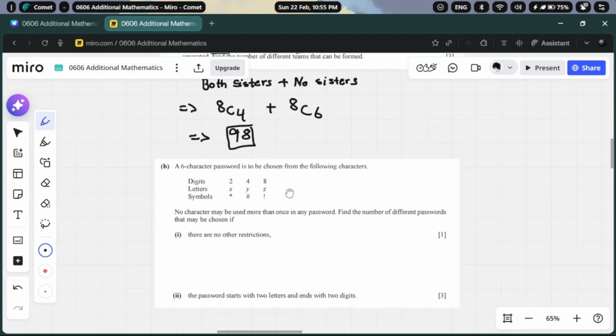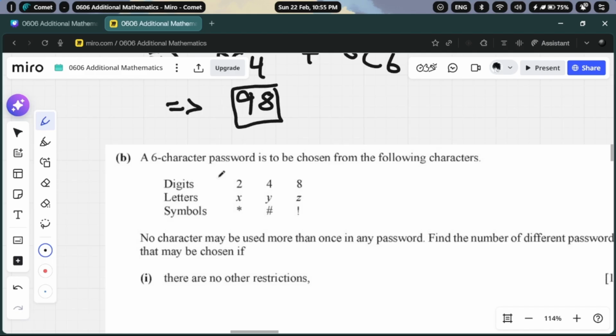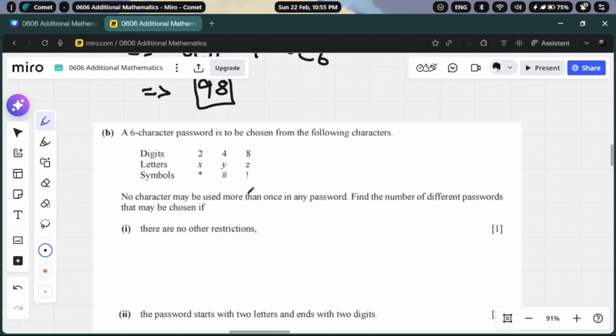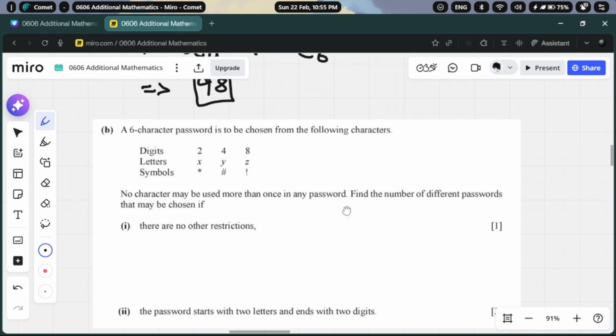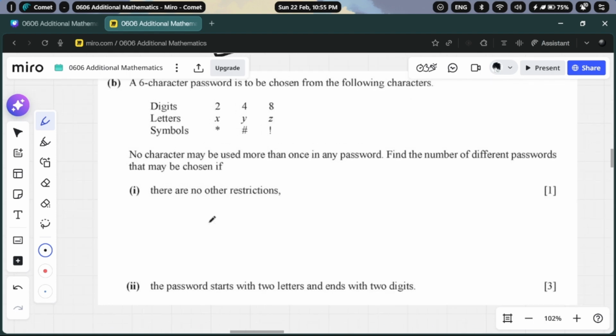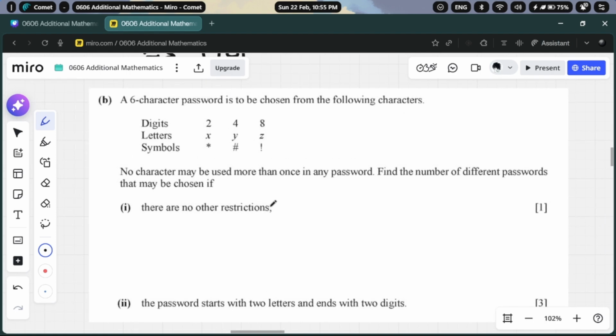Now moving on, you're told that a 6-character password is to be chosen from the following characters. No character may be used more than once in any password. Now find the number of different passwords that may be chosen if there are no restrictions. So again, you cannot choose a character more than once, so you have to keep that in mind.